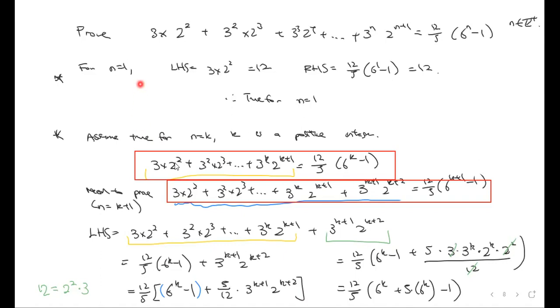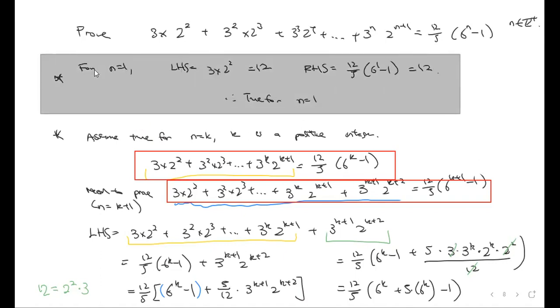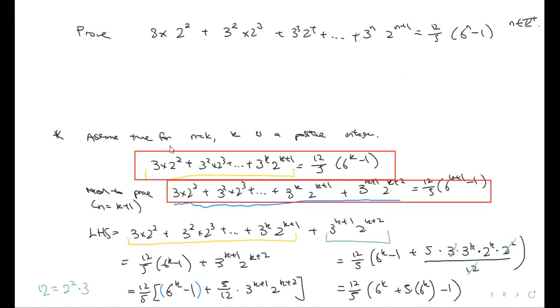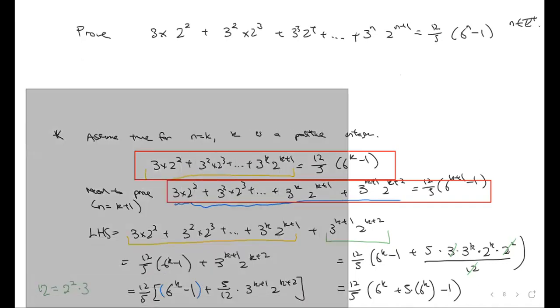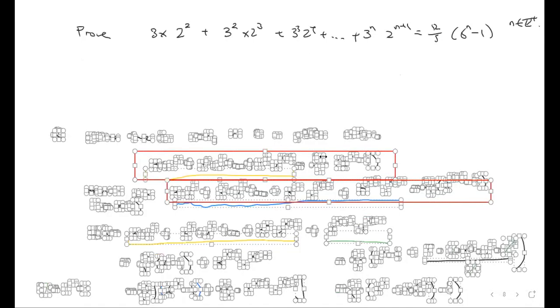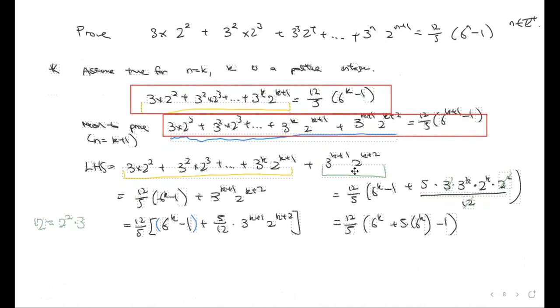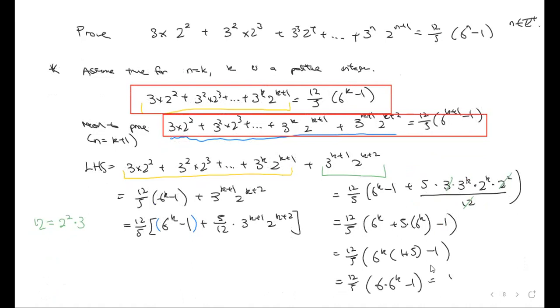Well, let's get ourselves a little bit of space. This is, well, 6 to the k, you've got 1 plus 5 of them. That's 12 over 5 times 6 times 6 to the k minus 1. In other words, it's 12 over 5 times 6 to the k plus 1 minus 1, which is the right-hand side.